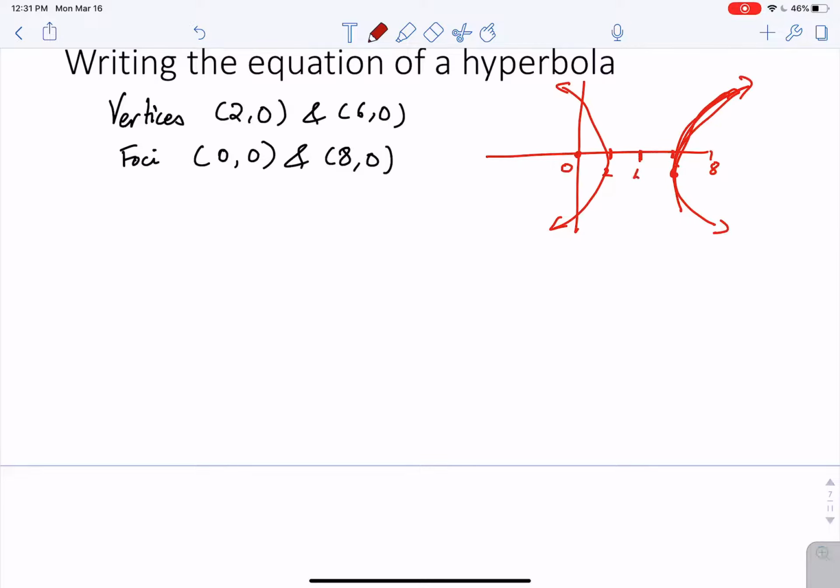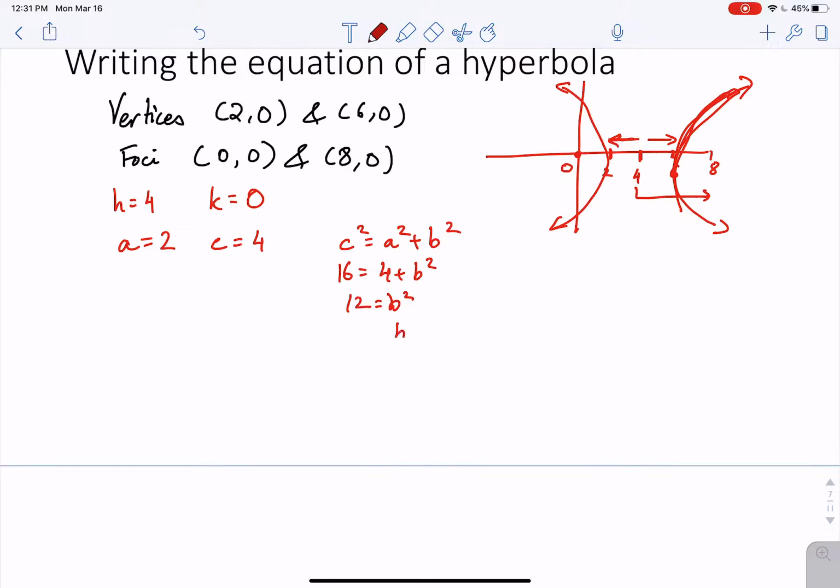The center has to be right here. So the center I know is (4, 0). So h is 4 and k is 0. And I know that it's going out 2 units in either direction to get to the vertex, which means a is 2. And it's going out 4 units to get to the focus, so c is 4. For the equation, I need the b value. So I can find b by using my c squared equals a squared plus b squared relationship. So I know 16 equals 4 plus b squared, so b squared equals 12, and b equals 2 root 3.